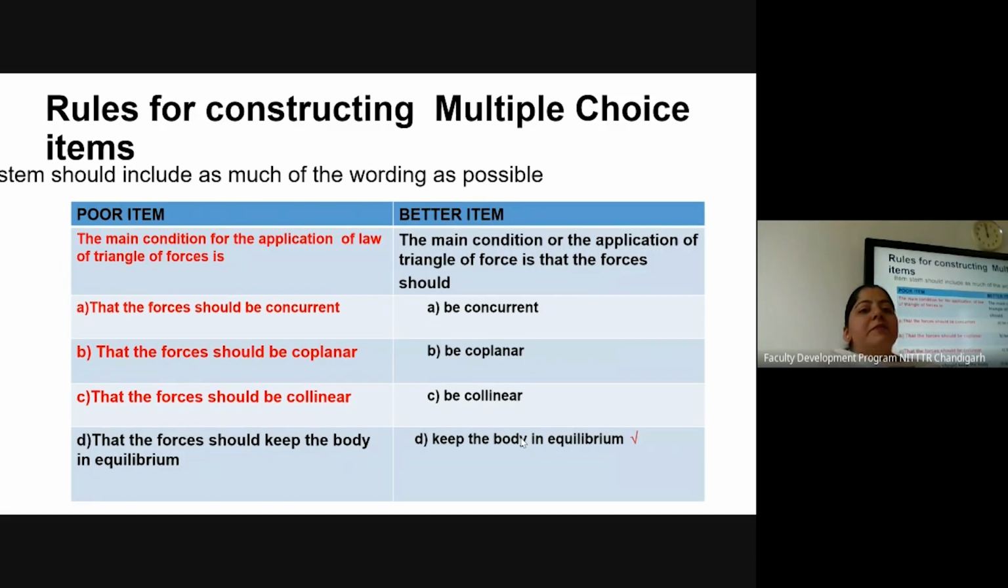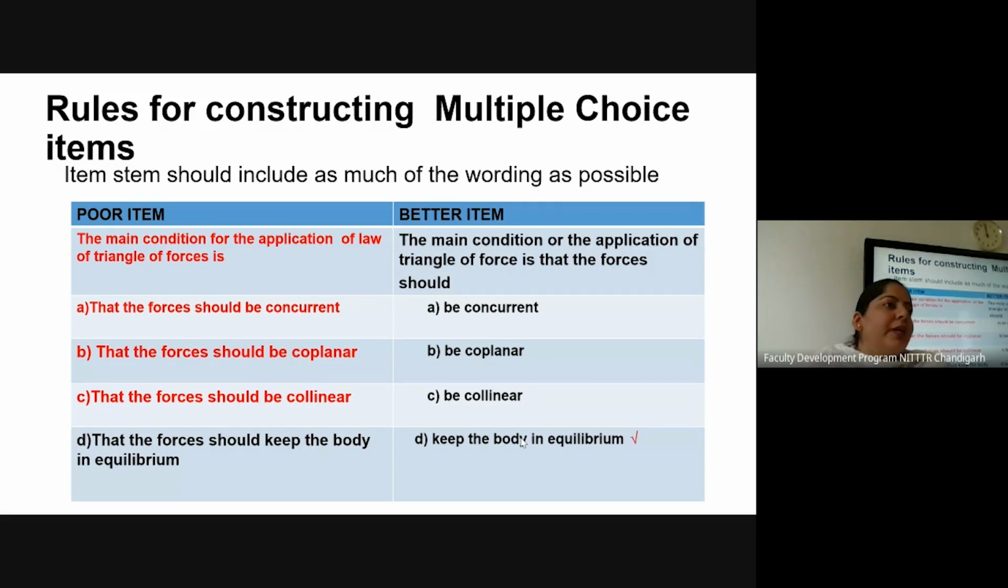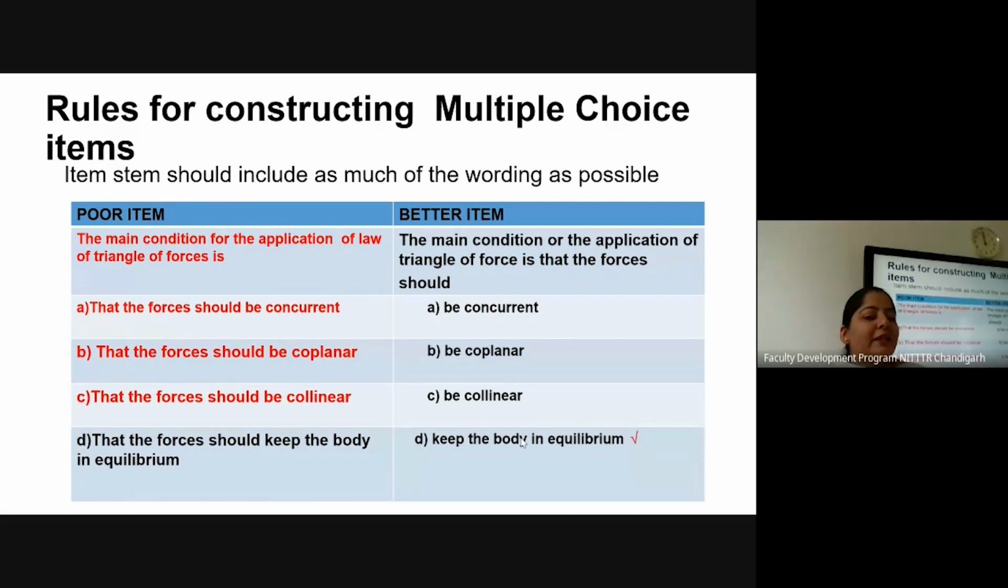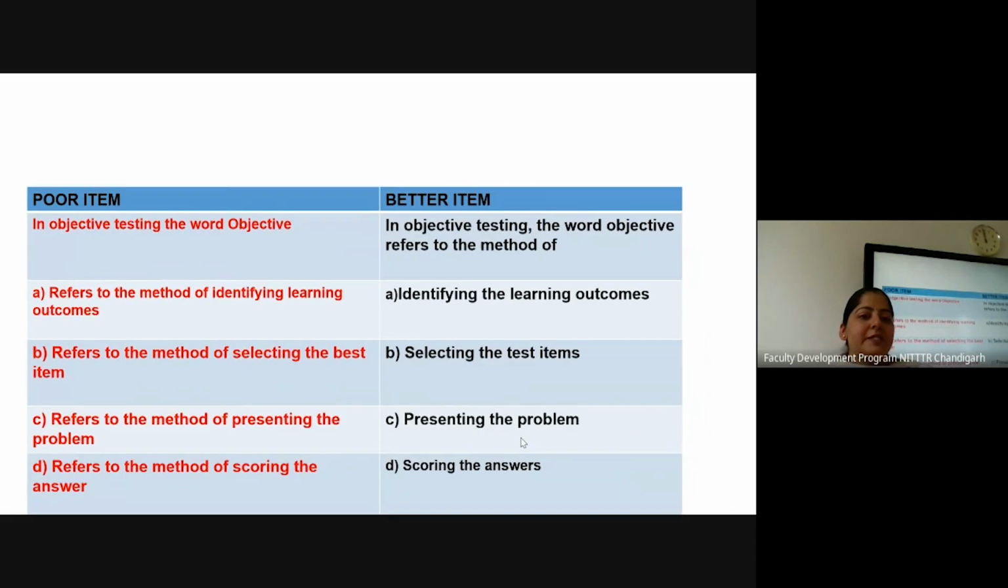Next, the item stem should include as much of the wording as possible. So rather than having longer choices for the student, the item stem needs to be more weighted. All these statements are taken from the Haryana Technical Board question papers only. When we say the item stem should include as much of the wording as possible, consider the statement given by the teacher: the main condition for the application of the law of triangle of forces is that the force should be... and the options repeat "that the force should be." So we can shift these words into the stem itself. So the stem must become meaningful in this particular case.